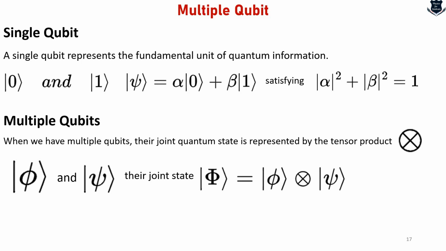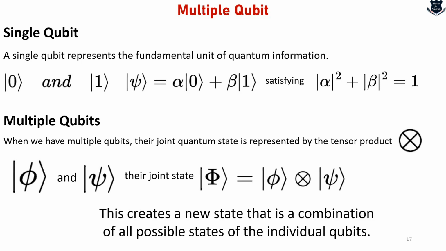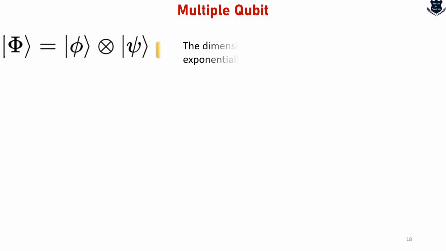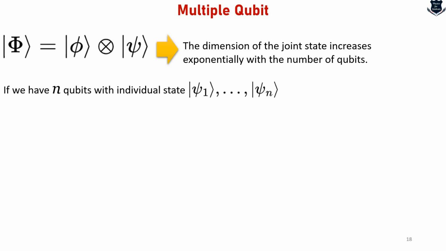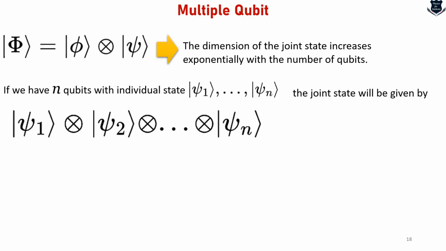What is interesting is that this creates a new state that is a combination of all possible states of the individual qubits. So this is what is called a multiple qubit state, and we will soon see the advantage of this. Let us take this one. Here you can see that the dimensions of the joint state increase with the number of qubits: 1, 2, 3, 4 and so on. So it can increase up to n. If we have n qubits with individual states starting from psi 1 and going up to psi n, then the joint state will be given as this.